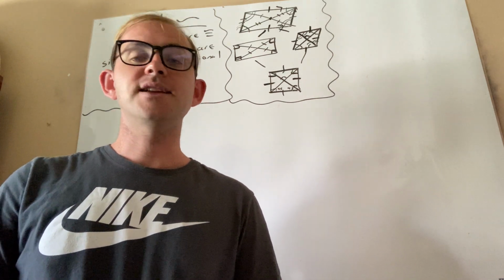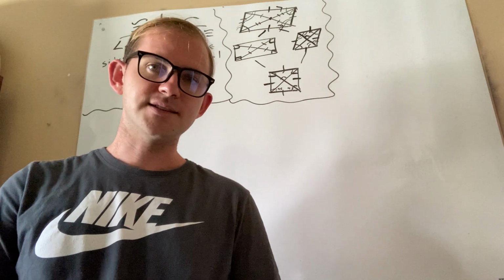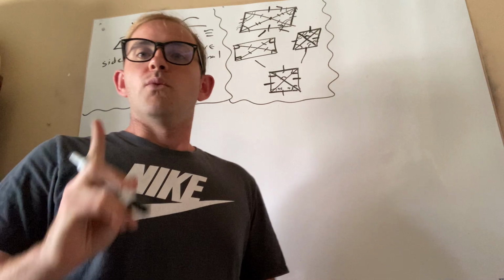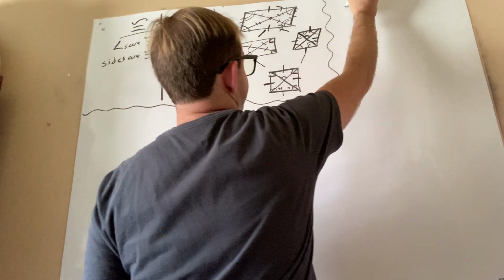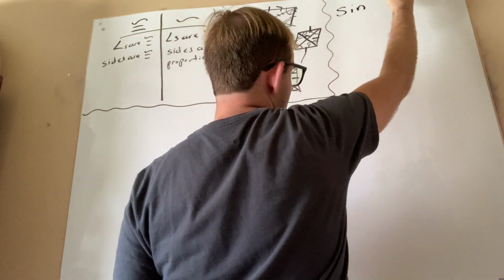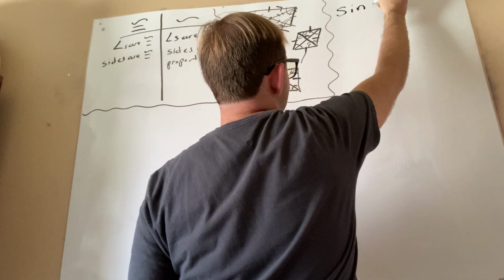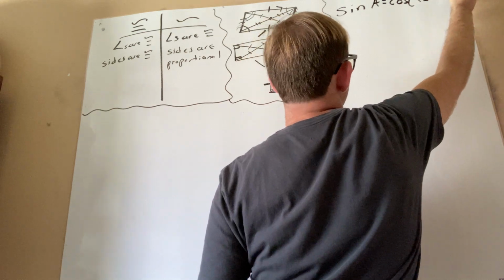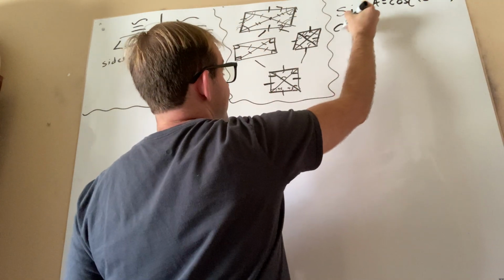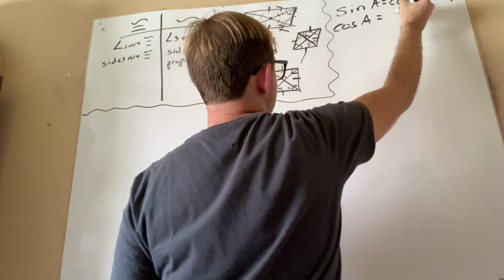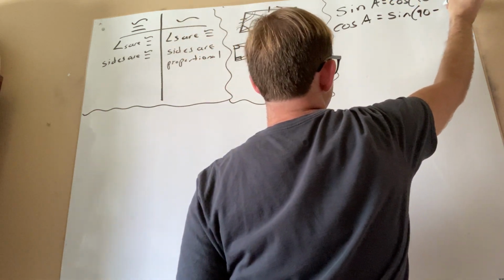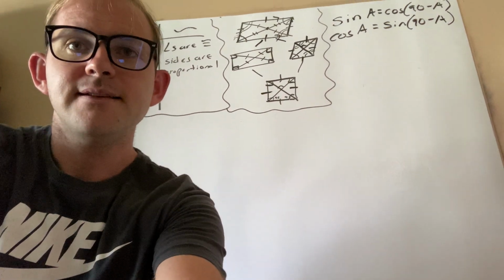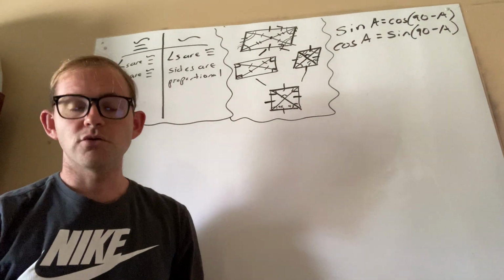They will tell you that sine is opposite over hypotenuse, cosine is adjacent over hypotenuse, and tangent is opposite over adjacent. What they will not tell you is this. You must know that sine of an angle, so we'll say sine of A equals cosine of 90 minus A, and that cosine of an angle is equal to the sine of 90 minus the angle. That's called the complementarity of sine and cosine.